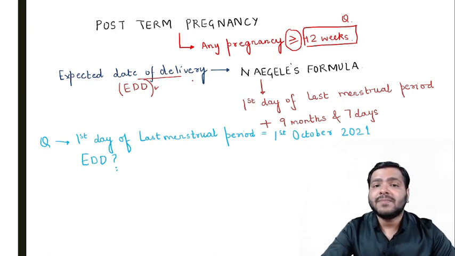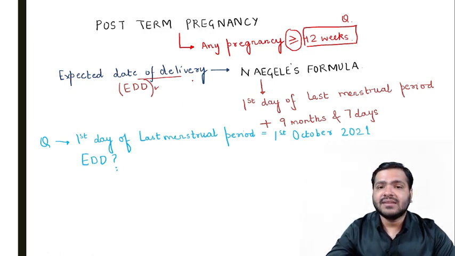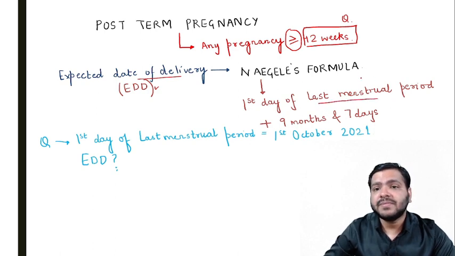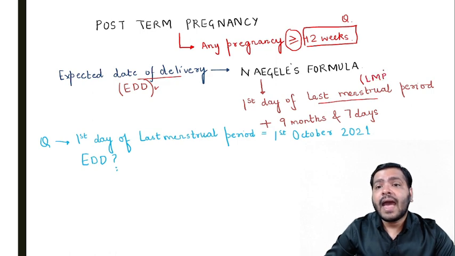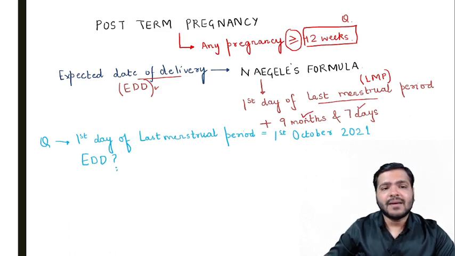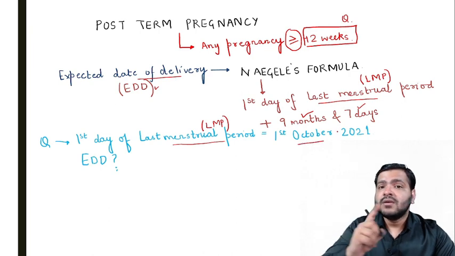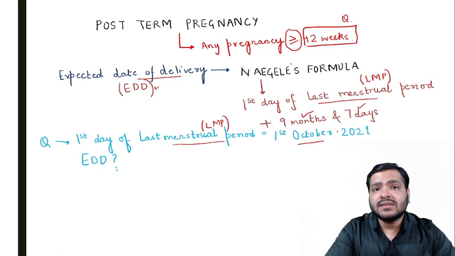That is calculated with the help of Naegele's formula. Now what is this Naegele's formula? It is the first day of the last menstrual period, that is the LMP, and to the first day of the last menstrual period we have to add 9 months and 7 days. For example, suppose in the question the first day of the last menstrual period is given as 1st October 2021. What will be the expected date of delivery?